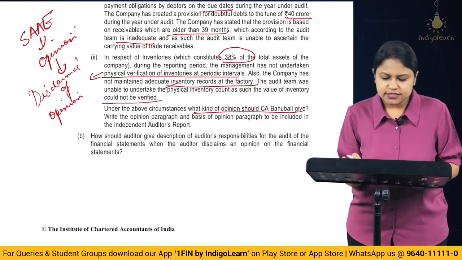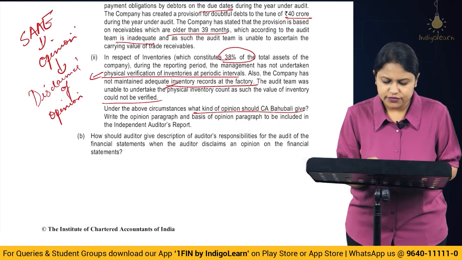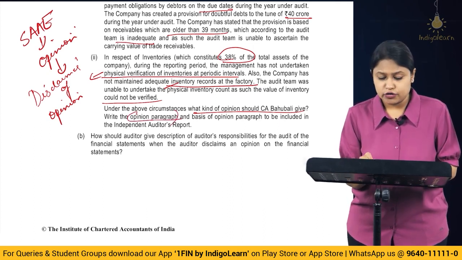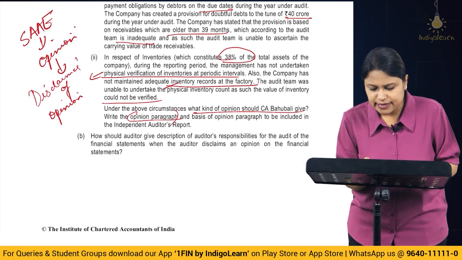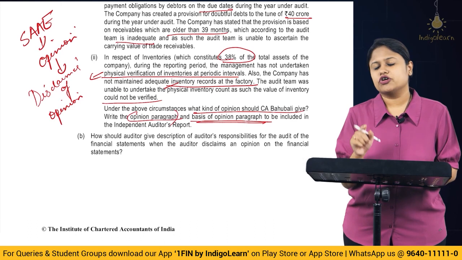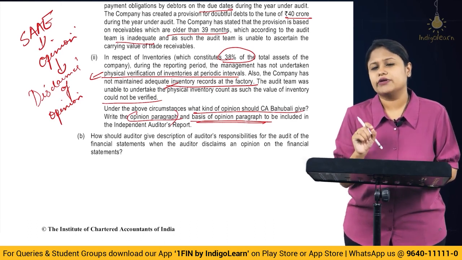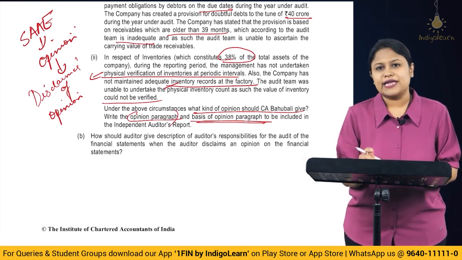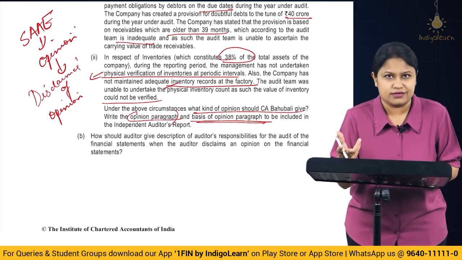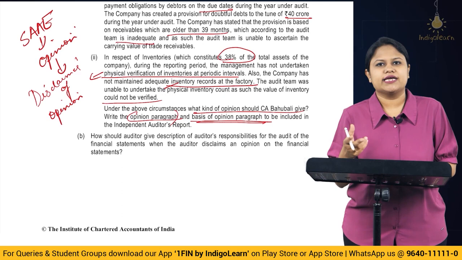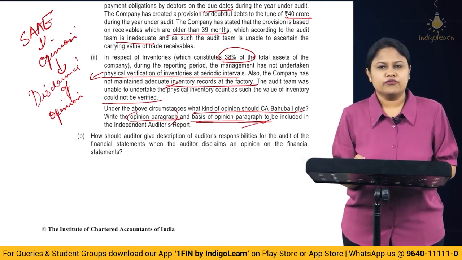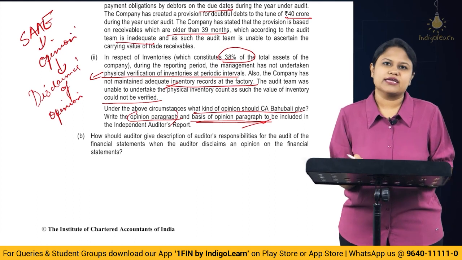Got it? But the question does not stop here. You also have to give the further thing, which is write the opinion paragraph. Opinion paragraph will look different. And basis of the opinion paragraph. Alright? When it comes to disclaimer of opinion, there is going to be complete different kind of reporting. So, opinion paragraph is absolutely not going to have an opinion, whereas we are going to tell we are not able to give an opinion because of inadequacy of obtaining a sufficient and appropriate audit evidence. In the basis for opinion also, we are going to have different points as compared to the regular one.